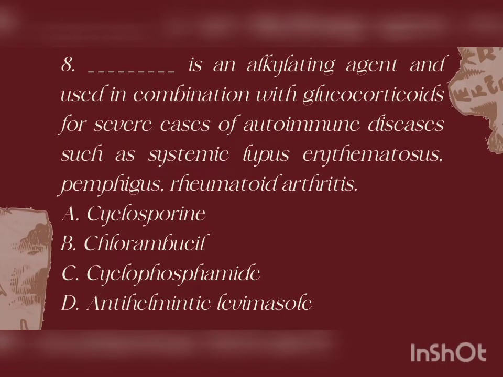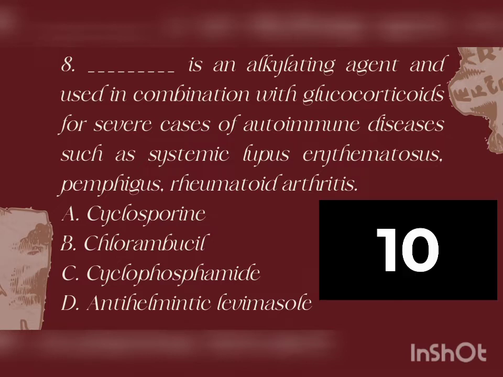Number 8. Blank is an alkylating agent and is used in combination with glucocorticoids for severe cases of autoimmune diseases such as systemic lupus erythematosus, pemphigus, and rheumatoid arthritis. A. Cyclosporine. B. Chlorambucil. C. Cyclophosphamide. D. Antihelmintic levamisole.